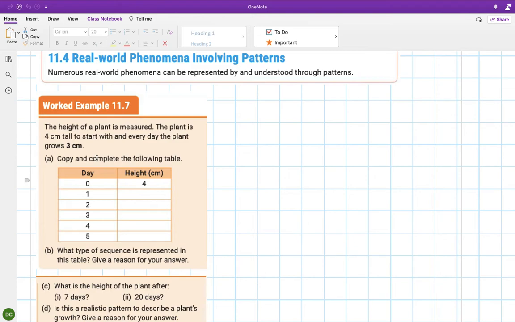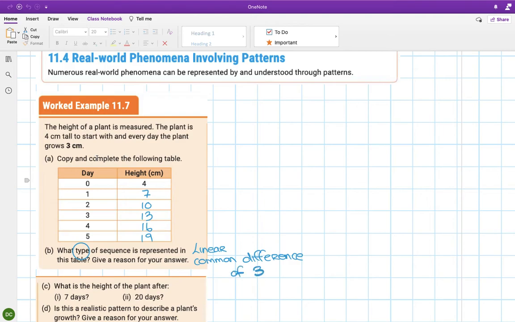All right, so we have, it started at 4, and the next day it's going to be 3 centimeters taller, so that's 7. And then it's going to go to 10, 13, 16, and 19, going up by 3 each time. So what type of sequence is this? It's linear. How do we know? Because it has a common difference of 3.